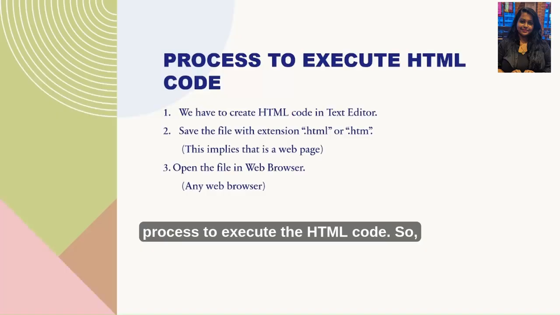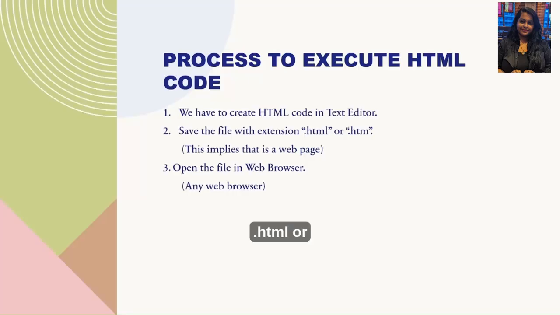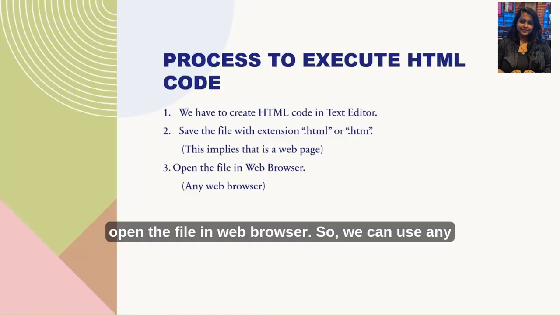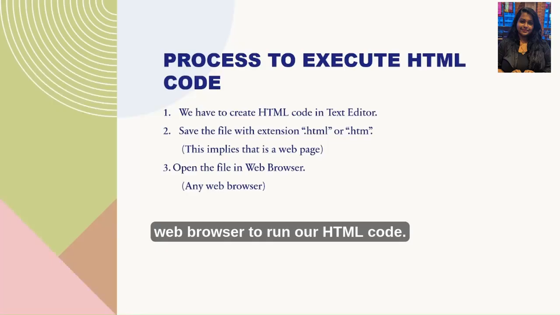So let's see the process to execute the HTML code. Firstly, we have to create HTML code in a text editor. After that, save the file with the extension .html or .htm. This implies that it is a web page. After that, open the file in a web browser. We can use any web browser to run our HTML code. After opening the file in the web browser, we can see the output of our HTML tags on the web page. It will create a web page on the web browser.